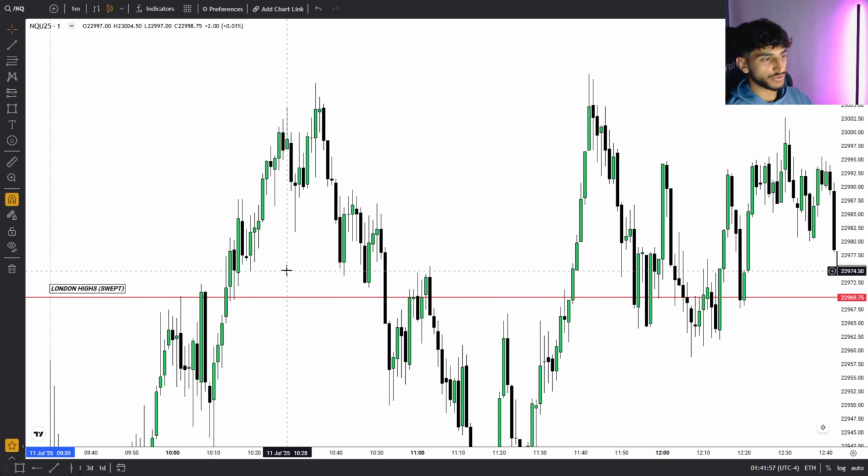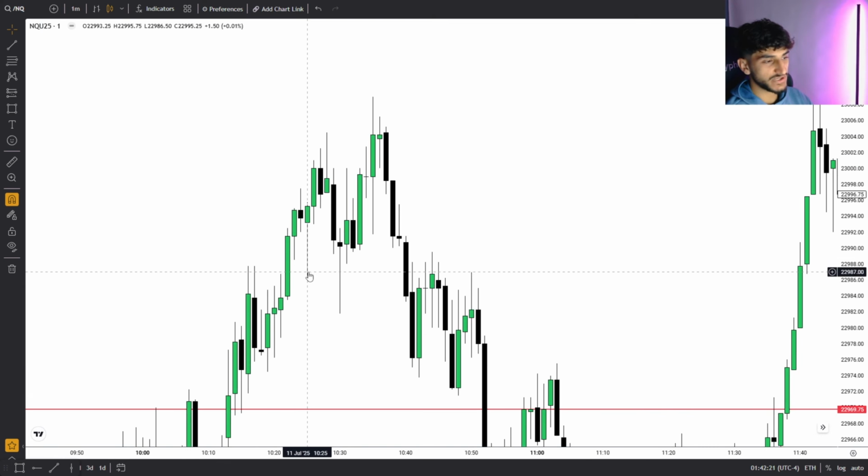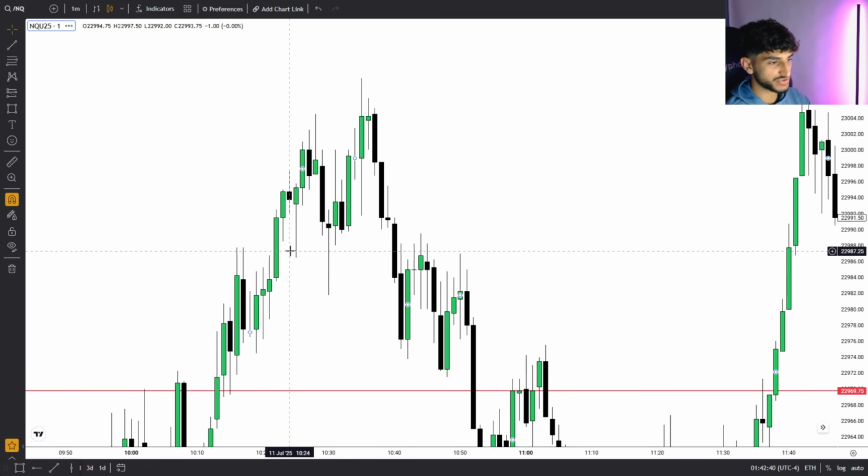Now, the second thing I'm looking for is a swing low to be created. As we can see right here, a swing low was created at 10:25. Just for clarification, a swing low is, let's say this is candle 1, this is candle 2, and this is candle 3. Candle 2's low is the lowest of numbers 1 and 3. So this is a swing low. This is what it looks like, and so it's considered to be a swing low.